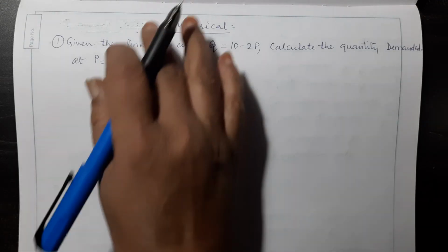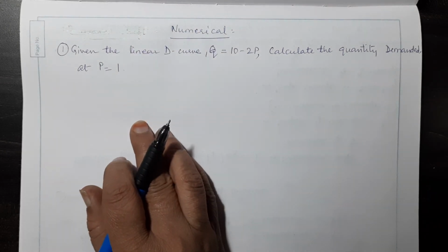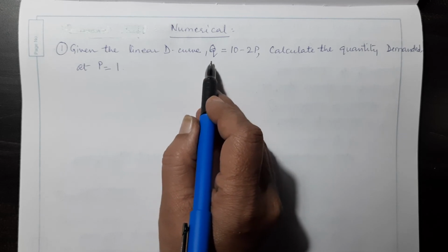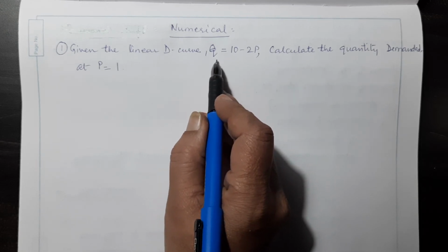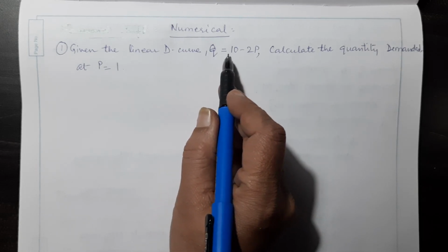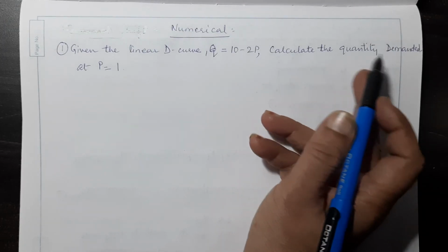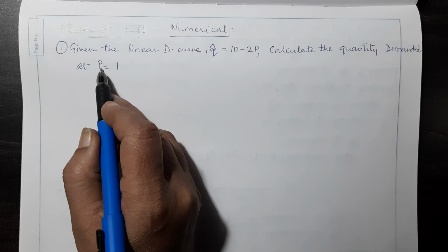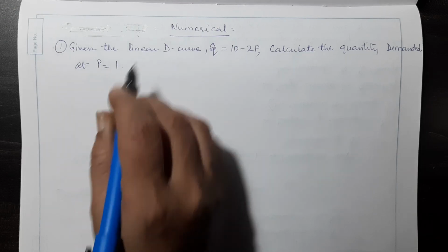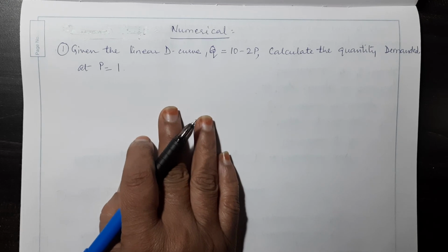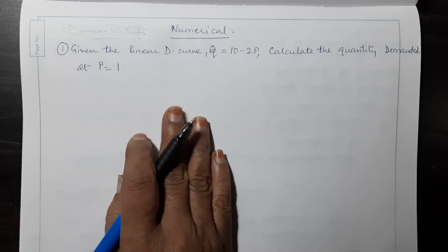Let's now try to solve a numerical. Given a linear demand curve, Q is equal to 10 minus 2P, this is a demand function. Calculate the quantity demanded at P is equal to 1. It's a very straightforward, simple problem which often is asked as part of numericals from the lesson demand.